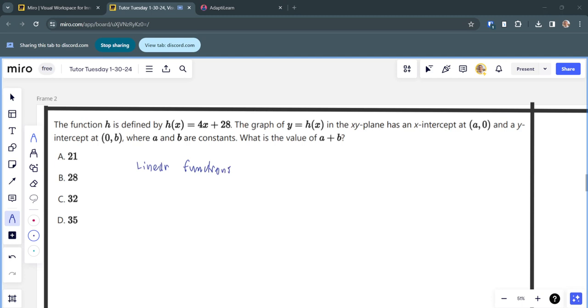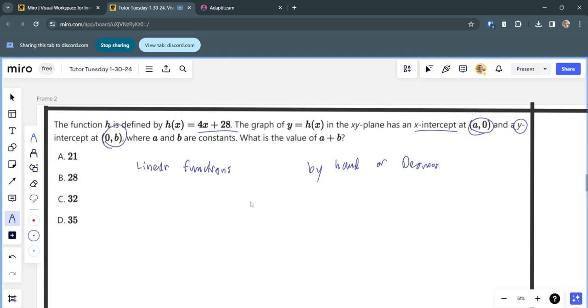Okay, let's go through how to solve this one. It says the graph of h of x that's given here has an x-intercept at a comma 0 and a y-intercept at 0 comma b. So a and b are constants. What's the value of a plus b? You can very easily solve this by hand, or probably even more easily through Desmos. I would probably use Desmos just because I don't want to make mistakes, but let's plug it in by hand and see what we get.